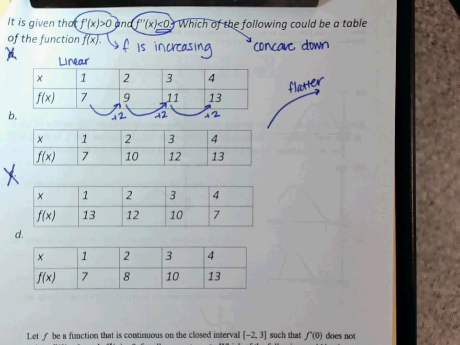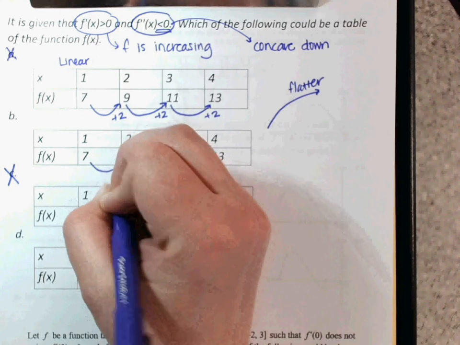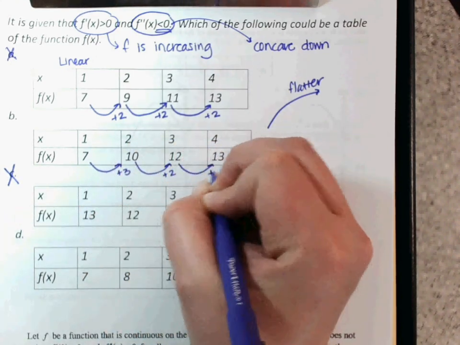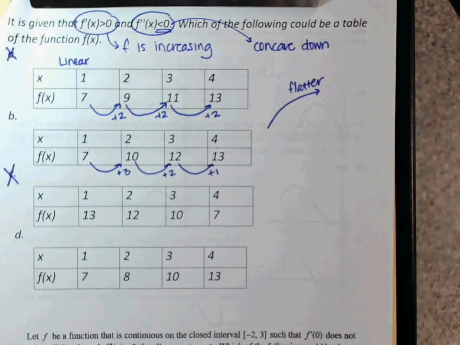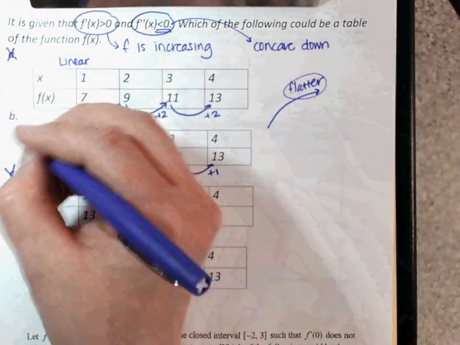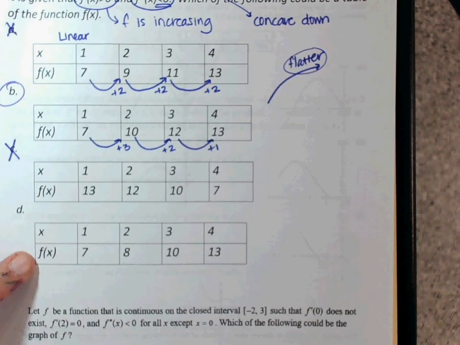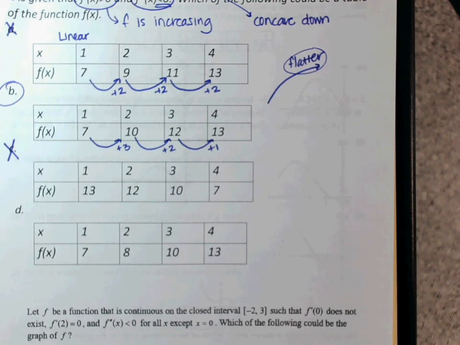But when I look at B, 7 to 10, that's a jump of 3. 10 to 12, that's a jump of 2. 12 to 13, that's a jump of 1. And so that graph is getting flatter. That's what we want, so it has to be B. Now, D would have been the answer if it was the same sign and it was getting steeper, or if it was concave up. Okay, look at the next one.